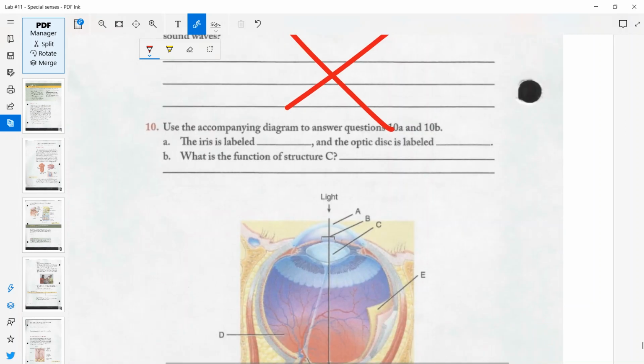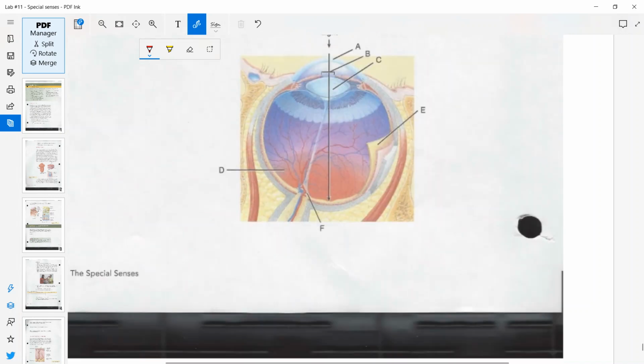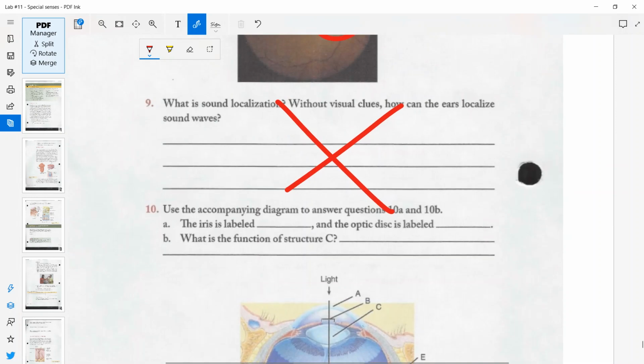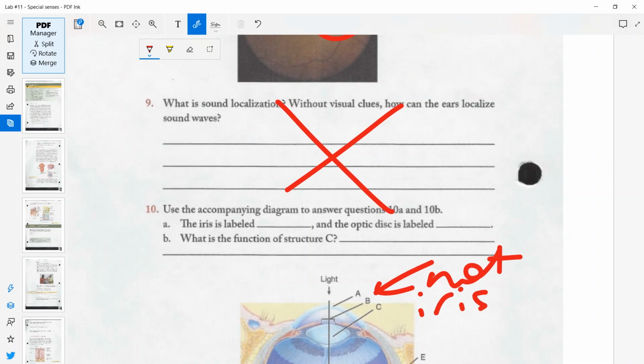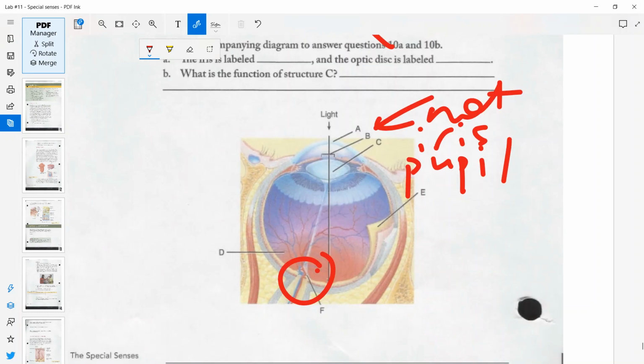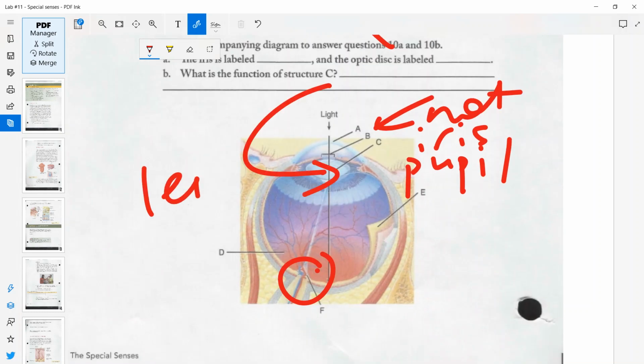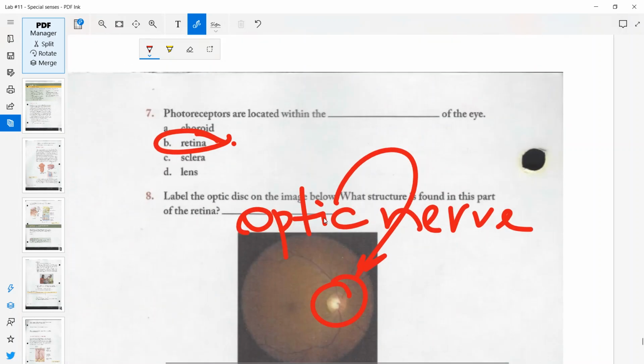Okay, the iris is labeled, well, quite frankly, B is labeled pupil, okay, and the optic disc is F. So it's not really the iris. This one is not the iris, that's wrong basically. It's the pupil. And the function of structure C, it's the lens. The lens refracts light and allows you to focus on the image.